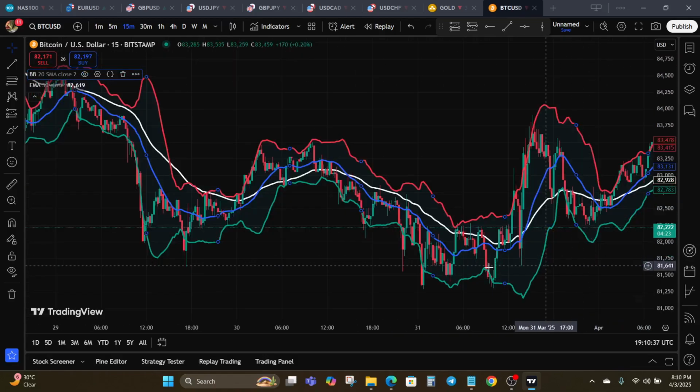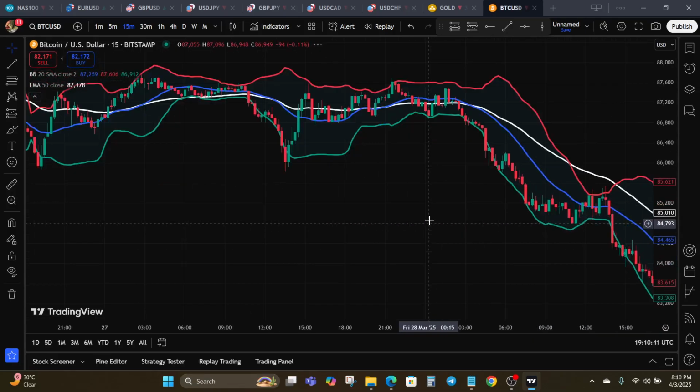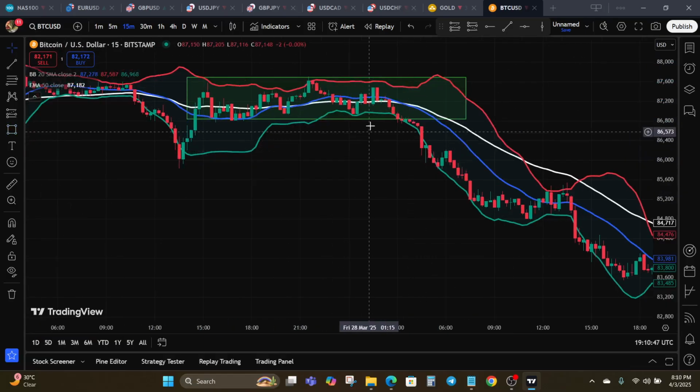Let's look for a good example. For example, you can see what happened here after this consolidation. After this consolidation, we had a breakout. The Bollinger Bands were initially going sideways, but you see that price pierced through the lower band, broke out from it, and then follows the EMA direction as well. So that was a good breakout entry opportunity.